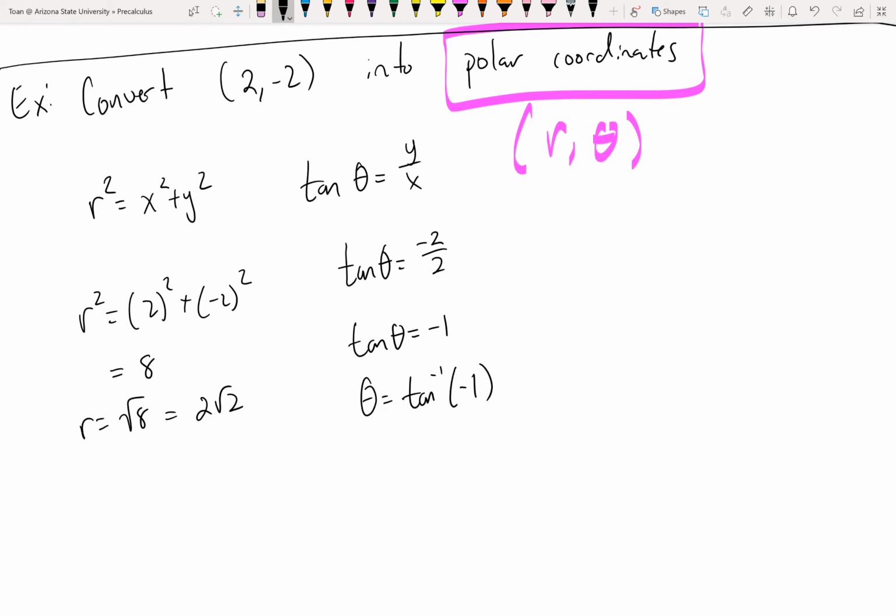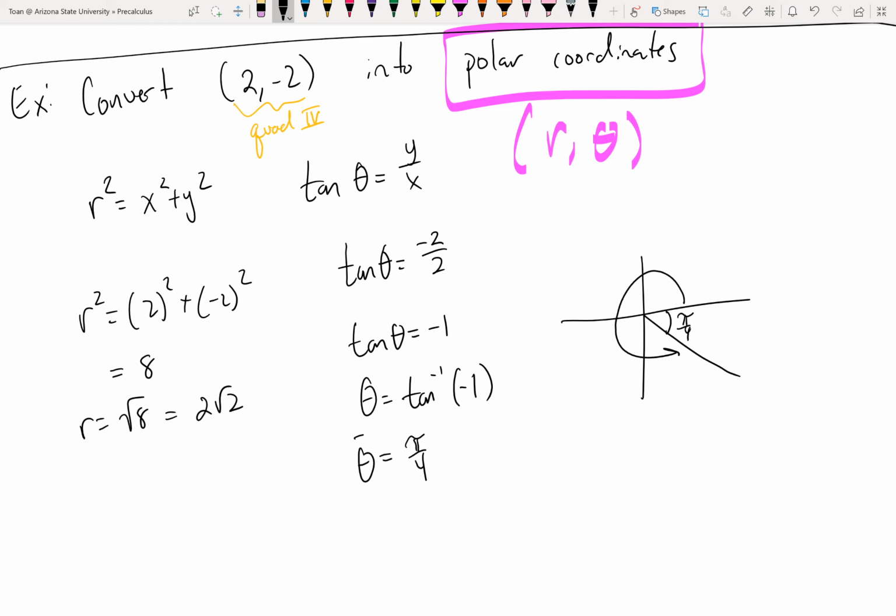Now, we just have to be mindful of what quadrant we're in. So the original point, (2, negative 2), is in quadrant 4. We just have to make sure whatever angle we give is in quadrant 4. So I should know that the reference angle, if you ignore the negative, inverse tangent of 1 is pi fourths. So if I put pi fourths in the fourth quadrant, I need to figure out what that angle is. So you have two choices. You can do the big positive angle, which is, what's that? Is that 7 pi fourths?